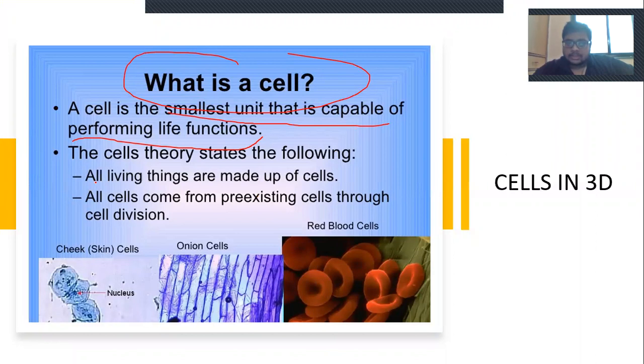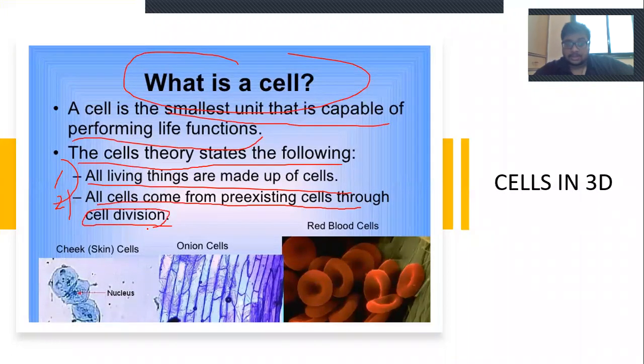Cell theory states the following things. Okay, first is all living things are made up of cells. And second is all cells come from pre-existing cells through cell division. Cell division is a vast topic in itself. Okay, eventually we'll cover this topic also, don't worry.